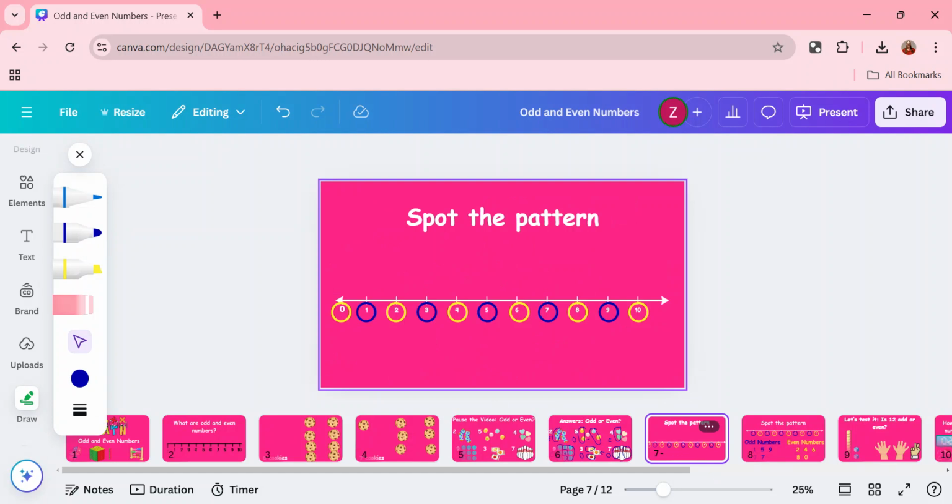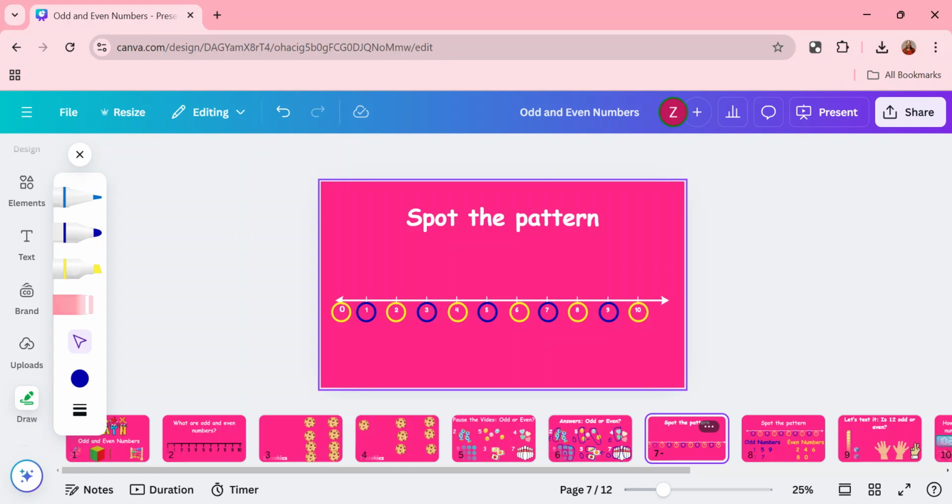0, 2, 4, 6, 8, 10, 12, 14, 16, 18, 20. You might notice these are the 2 times tables. And the 2 times tables are even numbers. They share into two equal groups. So any number, if it ends in 0, 2, 4, 6, or 8, it is even. But if the number ends in 1, 3, 5, 7, 9, it is odd.